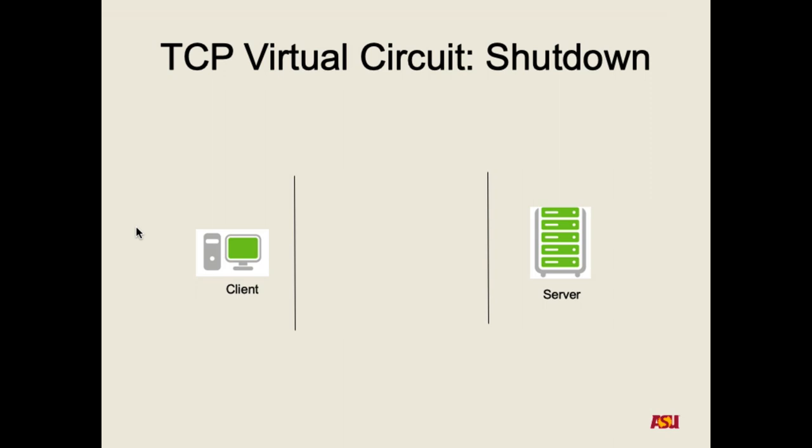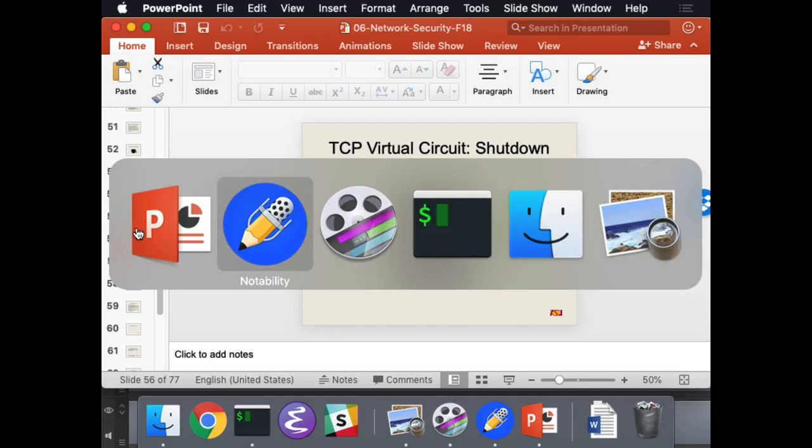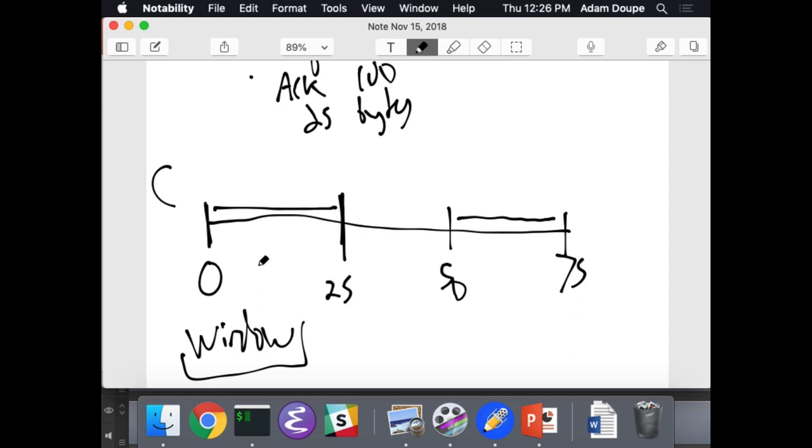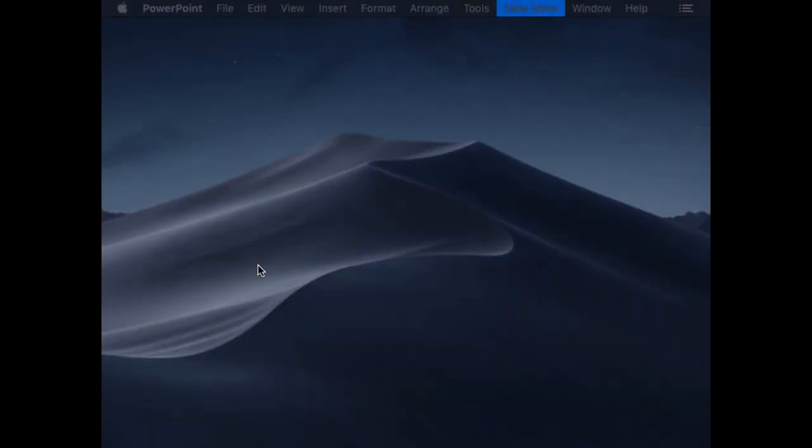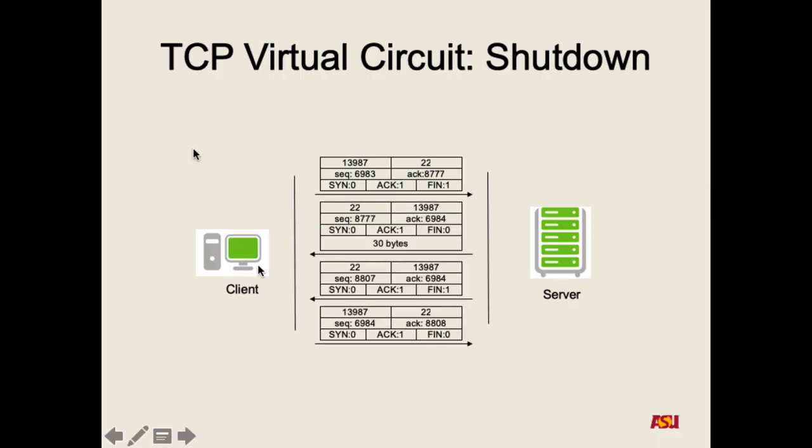So, for the last one here, how can the server know that the client got the bytes? This one? Something like this? So the server sends 30 bytes. How can it know that the client got them? Ah, it uses this.